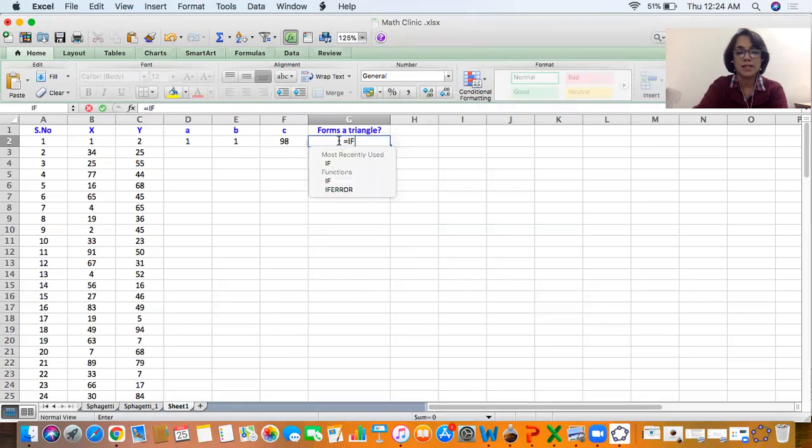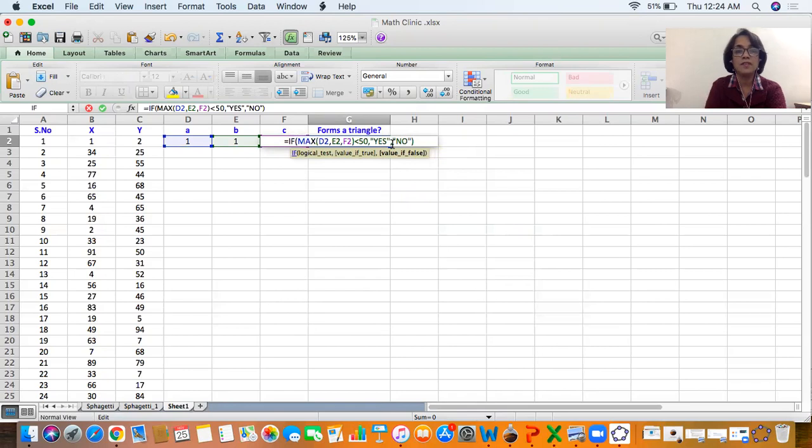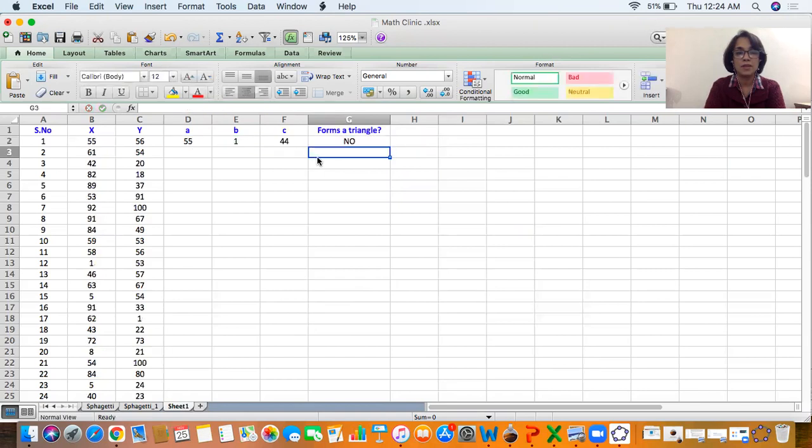We will check if the maximum value of A, B, and C, I should use the maximum command, is strictly less than 50, then the output should be yes, else it should be no. That is, only if the maximum value of these lengths is less than 50, which is half the length of the stick, will a triangle be formed, else it will not be formed.